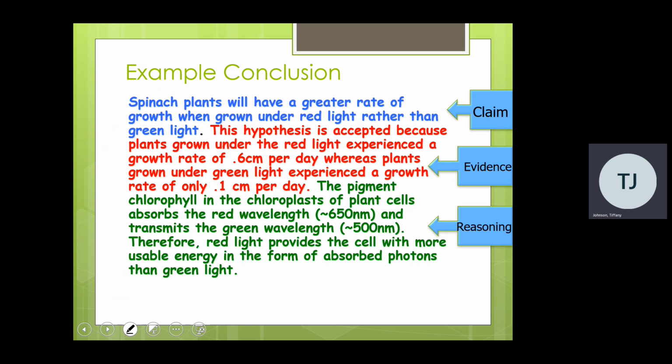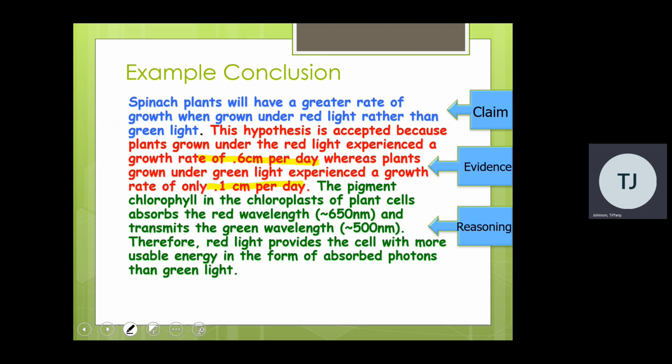All right, here's your example. So here's the claim. Spinach plants will have a greater rate of growth when grown under red light rather than green light. Okay, so there's the claim, and that's true. This hypothesis is accepted because it's true. Because the plants grown under the red light experience a growth rate of 0.6 centimeters per day. Notice how there is a number there, okay? Whereas plants grown under green light experience a rate of only 0.1 centimeters. Again, numbers, that's your evidence.